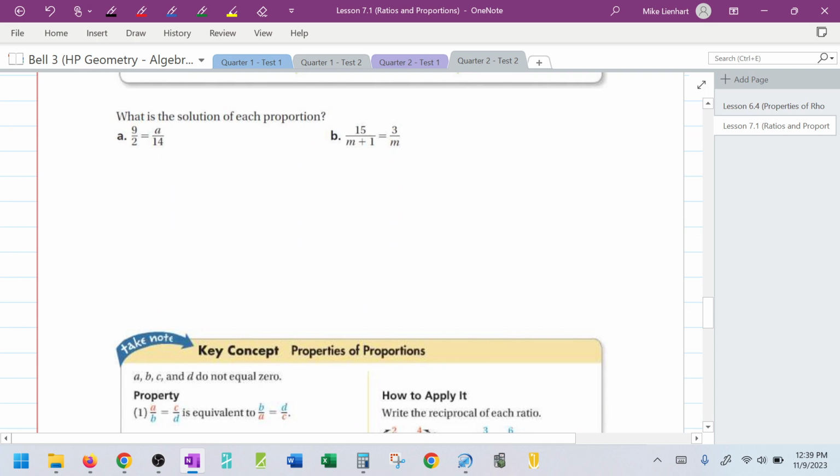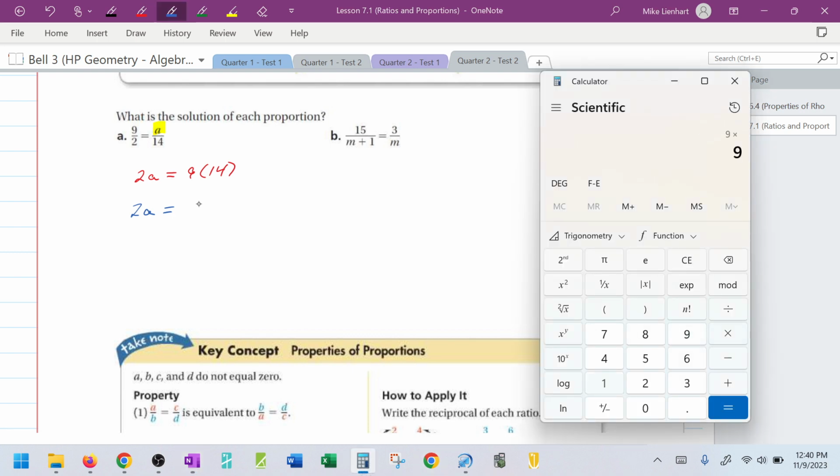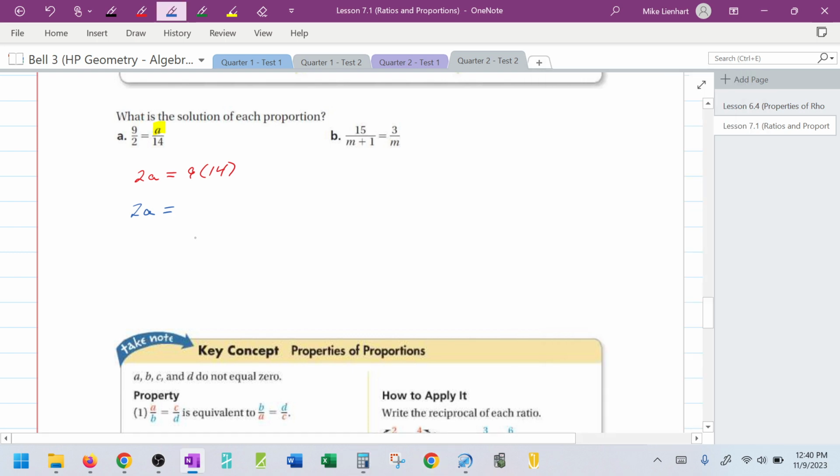Now, for these two examples, they want us to solve it. So there's A. We need to find A in this first problem. I'm going to cross multiply, so 2A equals 9 times 14. Or 2A equals, why am I blanking on this? 9 times 14 will be 126. Divide to solve, I get A is equal to 63.